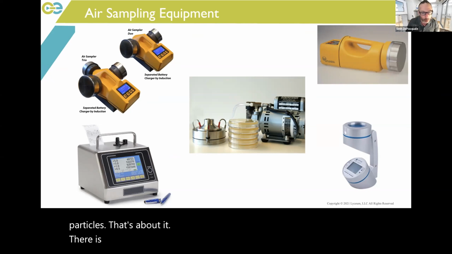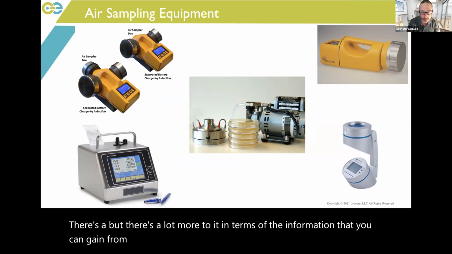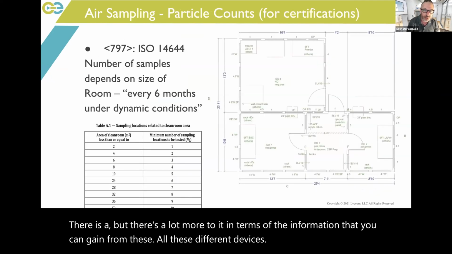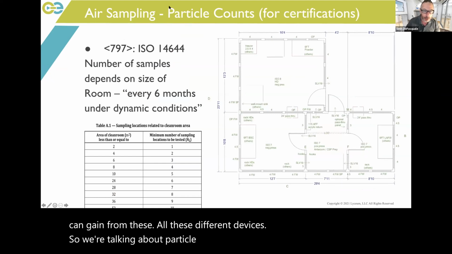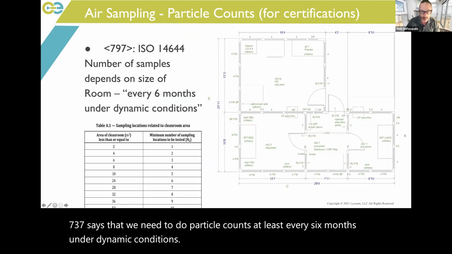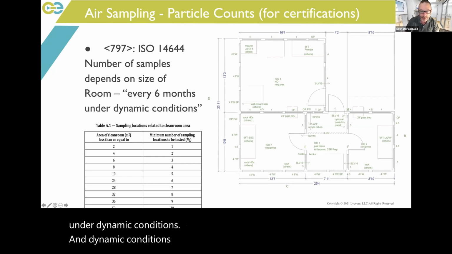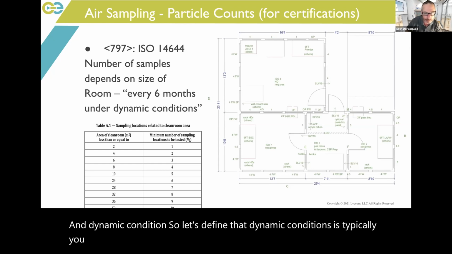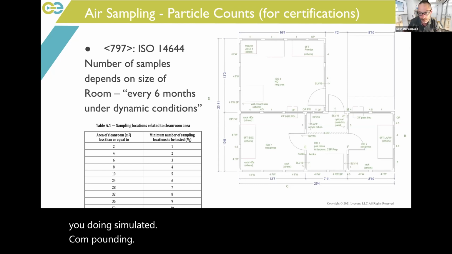But there's a whole lot more to it in terms of the information that you can gain from all these different devices. So when we're talking about particle count specifically, 797 says that we need to do particle counts at least every 6 months under dynamic conditions. And dynamic conditions, so let's define that. Dynamic conditions is typically you doing a simulated compounding scenario. Typically, you'd want to do your worst case scenario.